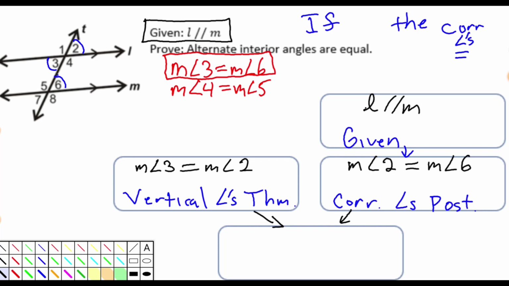Take a look. Measure of angle 3 is equal to measure of angle 2. Measure of angle 2 is equal to measure of angle 6. Well, now we can conclude that the measure of angle 3 is equal to the measure of angle 6. And what is our reason? That was called the transitive property. And we are done. So we have proven now that our alternate interior angles are equal.